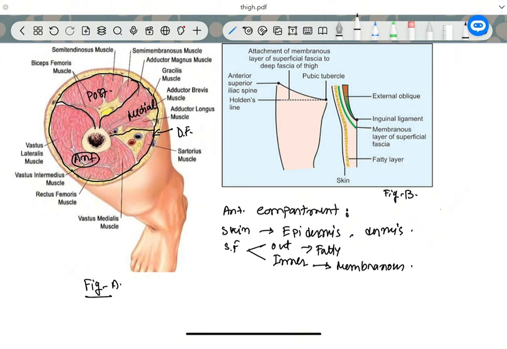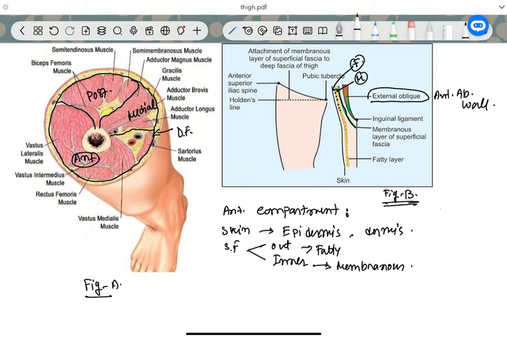Now let's see figure B. Here you can see the external oblique muscle, that means the anterior abdominal wall muscle. In front of that, these are the two layers. First, this is the deep layer, that means the membranous layer, and this white color is the fat-containing layer. So the outer fatty layer, and the inner, this green color, is the membranous layer. Now the membranous layer of the superficial fascia is attached in a linear fashion with the deep fascia of the thigh also. So when it moves down, it continues with the deep fascia of the thigh, and the deep fascia of the thigh is fascia lata.